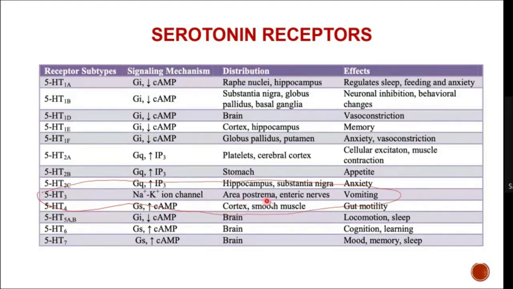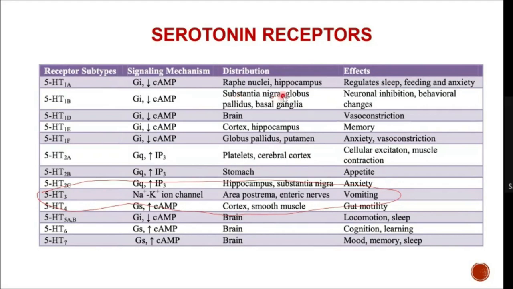What is the other clinical aspect we have to remember is that most of the anti-emetic drugs are going to block this channel so that they can prevent you from vomiting. Now look at the effects and look at the distribution. Maximum of these receptors are present in the raphe nucleus and hippocampus. So looking at where they are distributed, I probably can tell you what their effects will be.